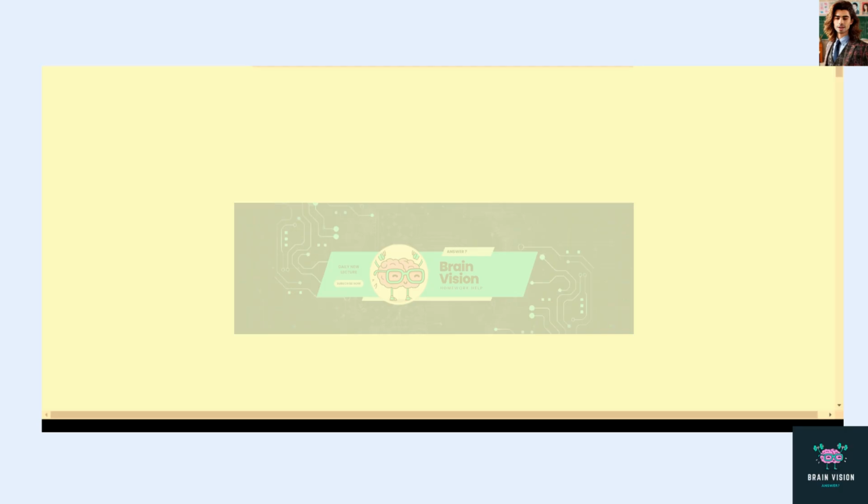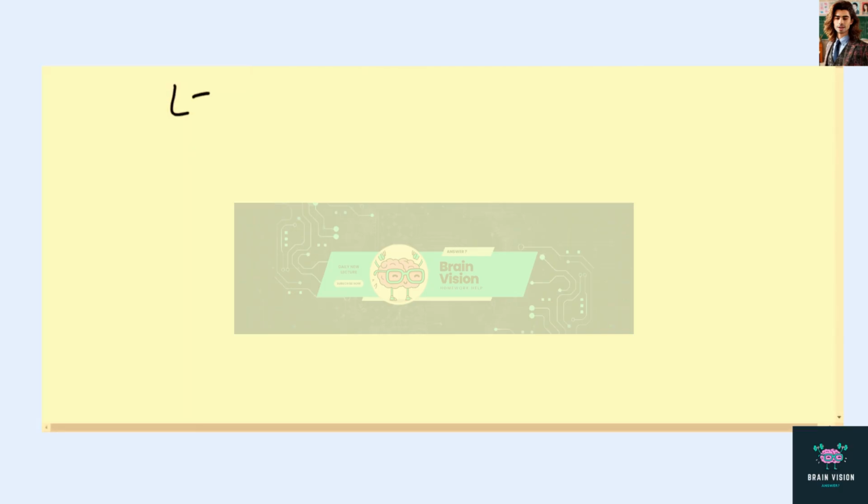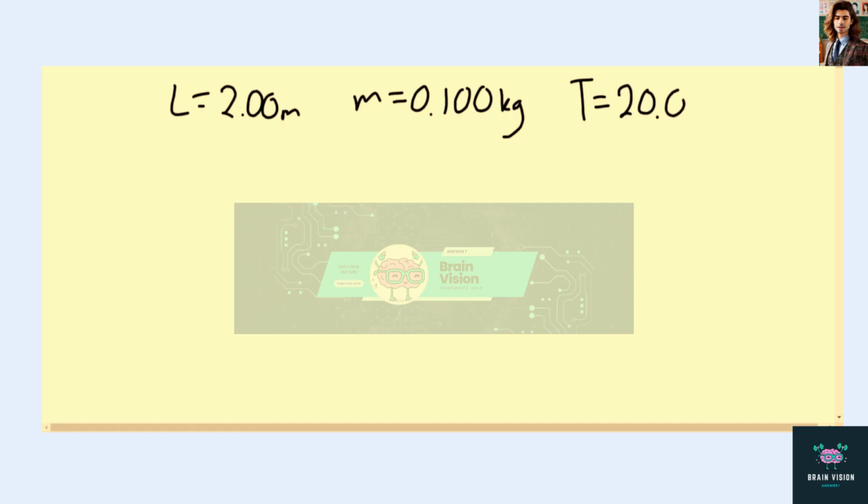Okay, so in this question, we have a string that is bound at both ends, and the length of the string is equal to 2.00 meters. Its mass is equal to 0.100 kilograms, and the tension in the string is held at 20.0 newtons.